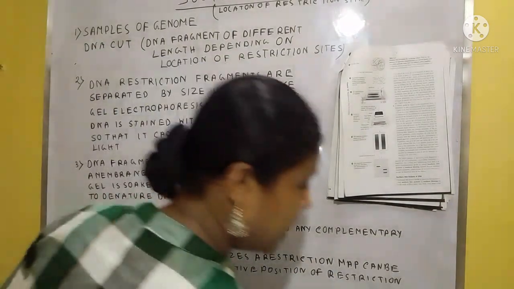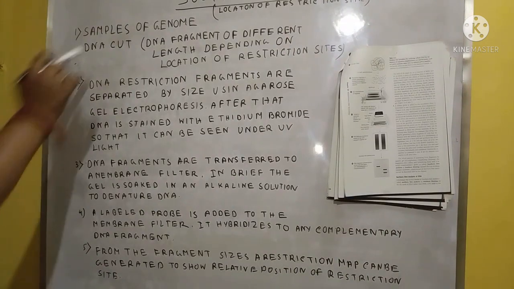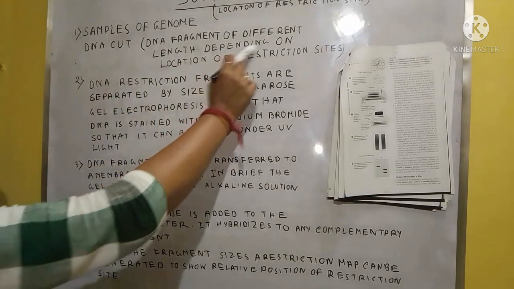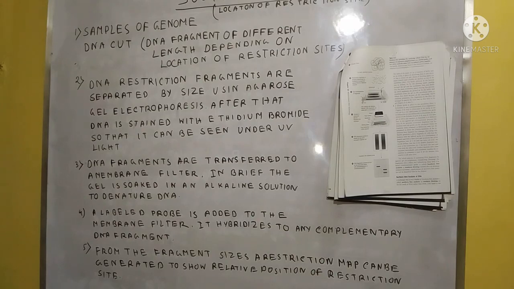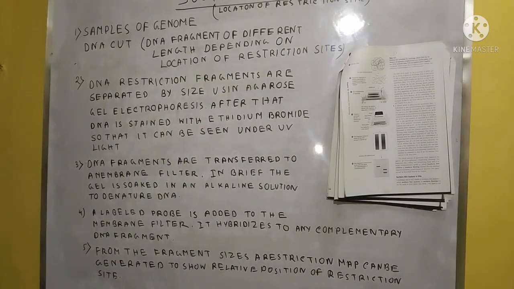Okay, first we learn what happened here. The samples of genome DNA are first cut, and the DNA fragments have different lengths depending on the location of the restriction sites. So the fragments are not all the same. The size of the fragments obviously differs. That means each fragment's length is not similar to the other fragments.